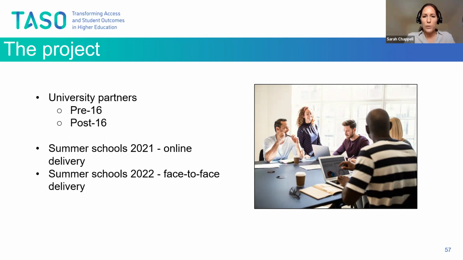So we've got multiple university partners in this project, some of which run summer schools aimed at pre-16 students. So these will be year 9 or year 10 students, and some that run summer schools aimed at post-16 students. So these will be year 12, like the example I just used. So sort of first year of post-16 education.